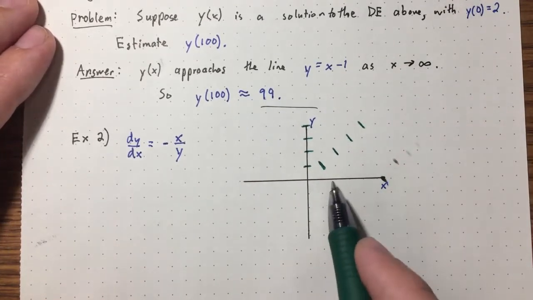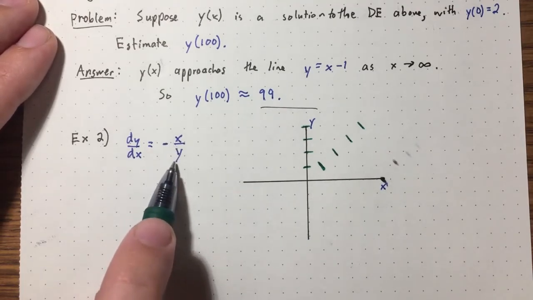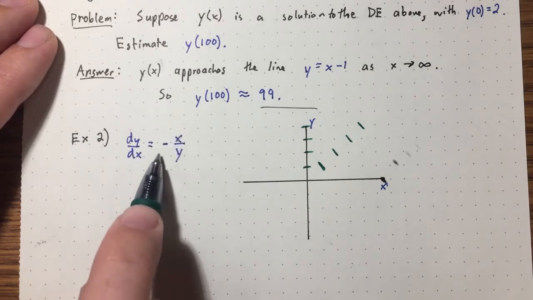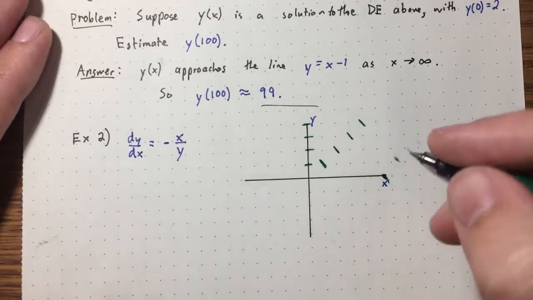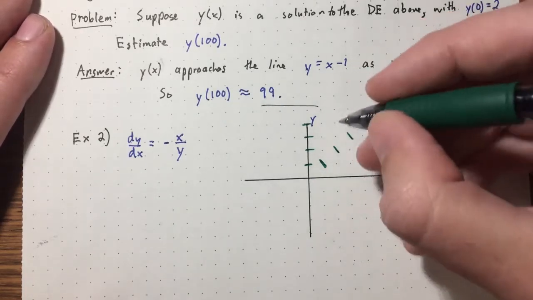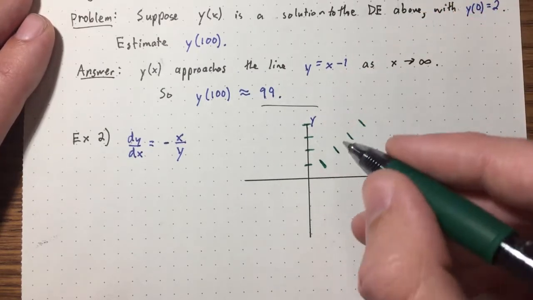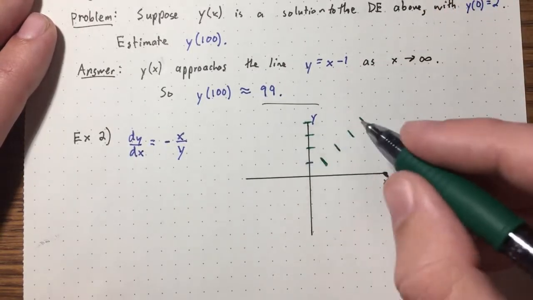What if we're on the x-axis? Then our y-coordinate is 0. That doesn't look good, right? Because this is going to be undefined. So let's come back to that. Maybe it should be a vertical line, but we'll come back to that in a second. Okay, so let's do a few more points, and you should try this on your own as well. If you'd like, you can pause the video.